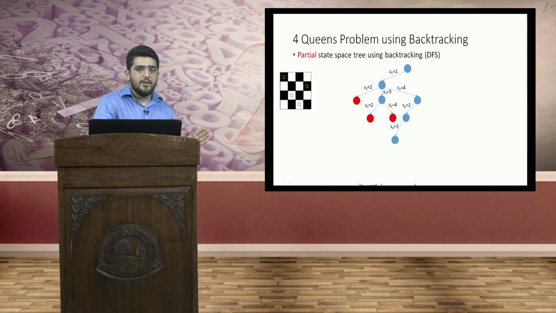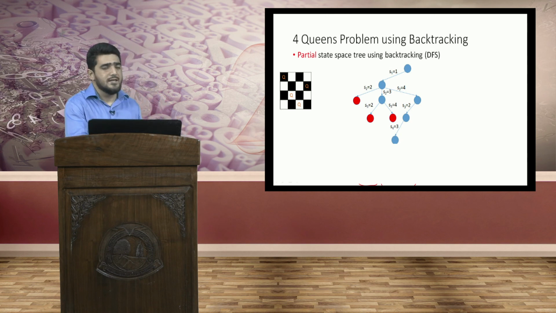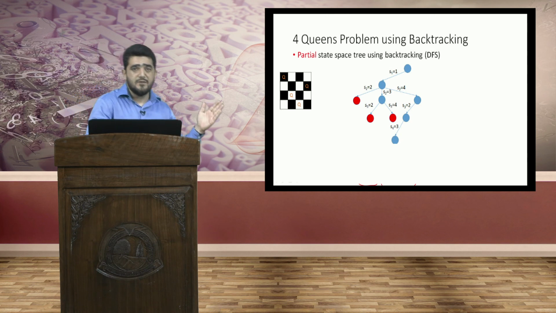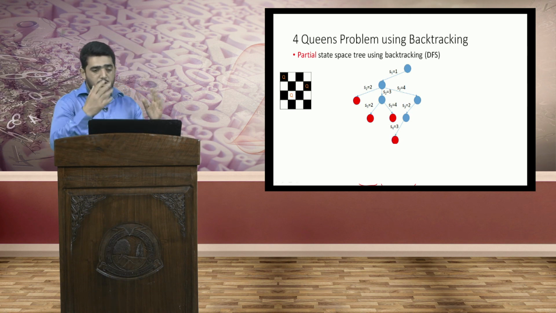So in the fourth row, the only free column is the third column. We simply place this queen there and then try to find, using the bounding function, whether this was a valid move or not. And we see that the fourth queen is attacking the third queen, so we mark it as red and we will not proceed any further.